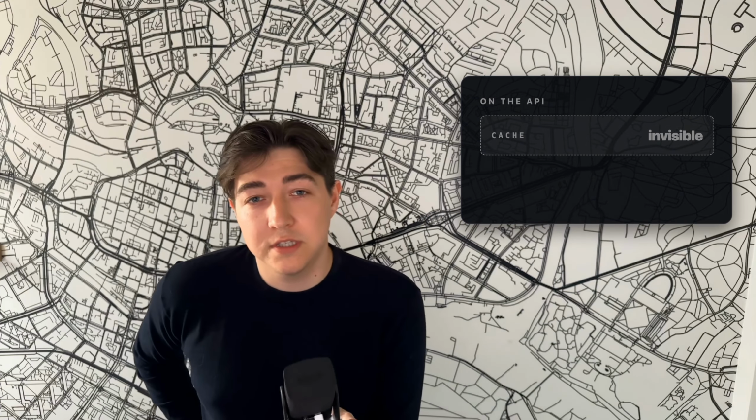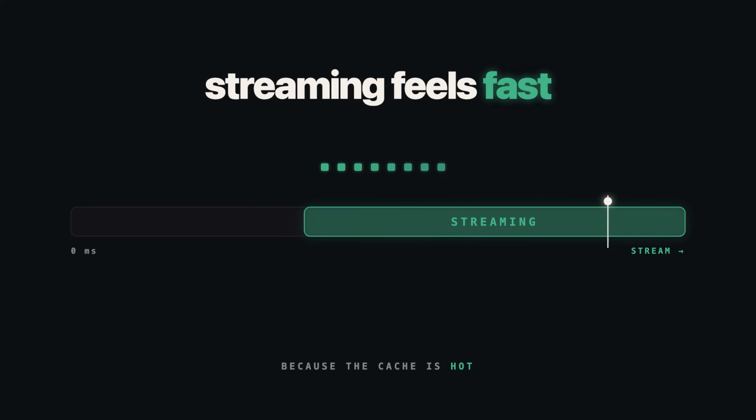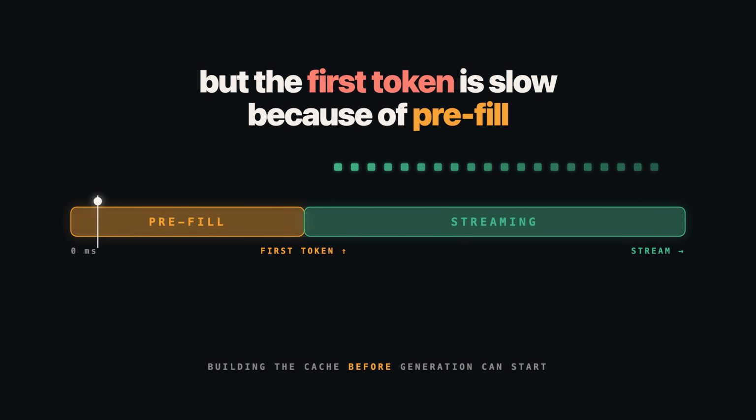You do not see the cache directly from your API, but you feel it constantly. Streaming responses start fast because the cache is hot. The first token of a long prompt takes longer than the rest because the cache is being built in a phase called prefill before the generation can actually start.